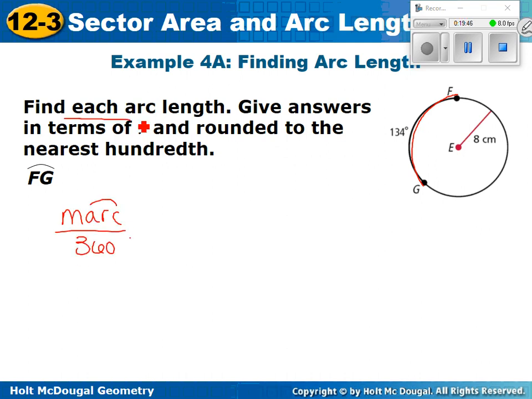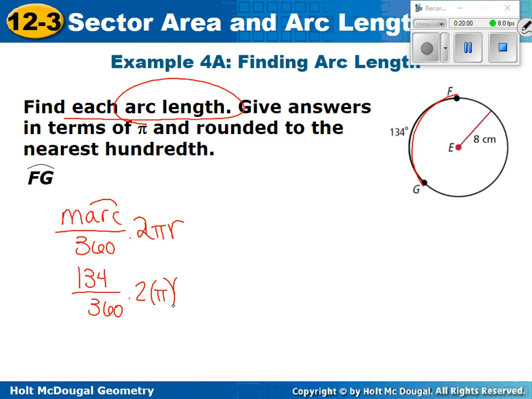This time, since it's arc length, we do the circumference, which is 2 pi r. Measure of the arc should have been 134 degrees over 360 times 2 times pi times the radius, which was 8. In terms of pi, you should not be rounding anything. So when you get that decimal, was it 5.9595, something like that? You need to change that back to a fraction. Don't round if it's supposed to be in terms of pi. That's the whole point, is to not round. So what is that as a fraction in terms of pi?